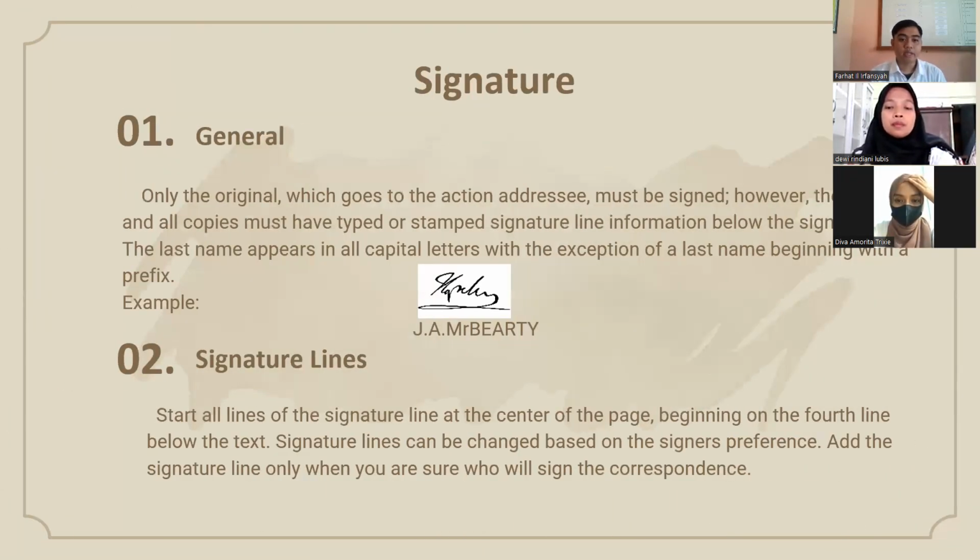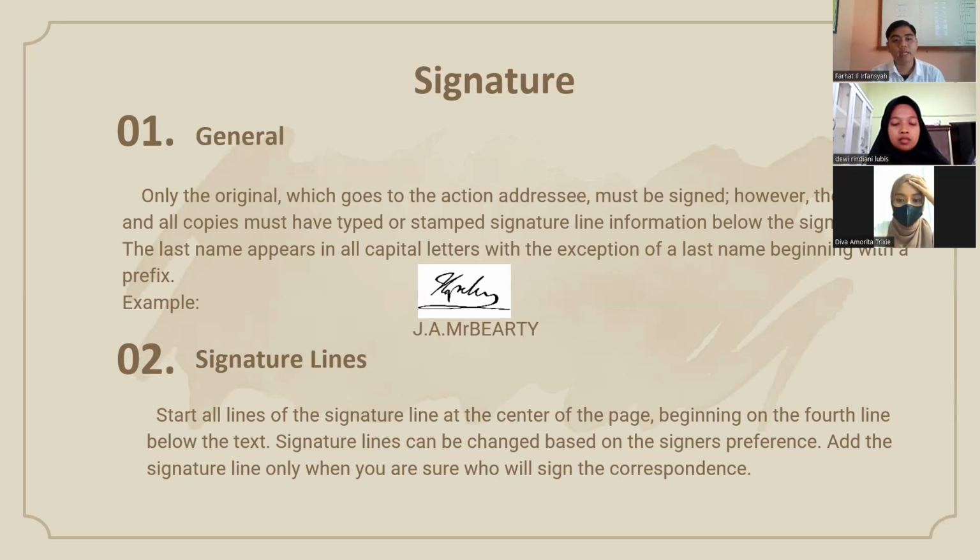In a signature there are two natures of the signature. The first one is general. Only the original, which goes to the action addressee, must be signed. However, on all copies, there must be a typed or stamped signature line information below the signature. The last name appears in all capital letters, with the exception of a last name beginning with a prefix. Let's see the example here, Mr. J.A. BERTI. The last name uses all capital letters because that is the general one.